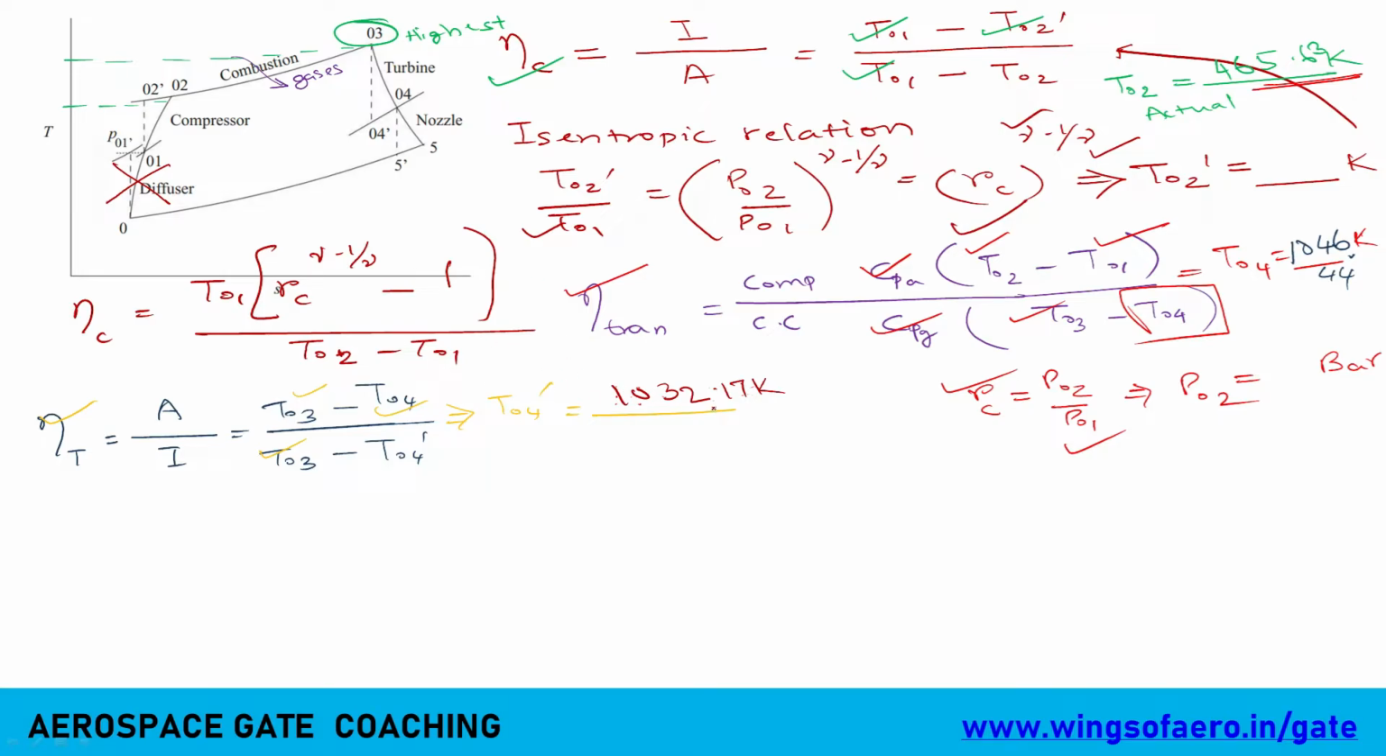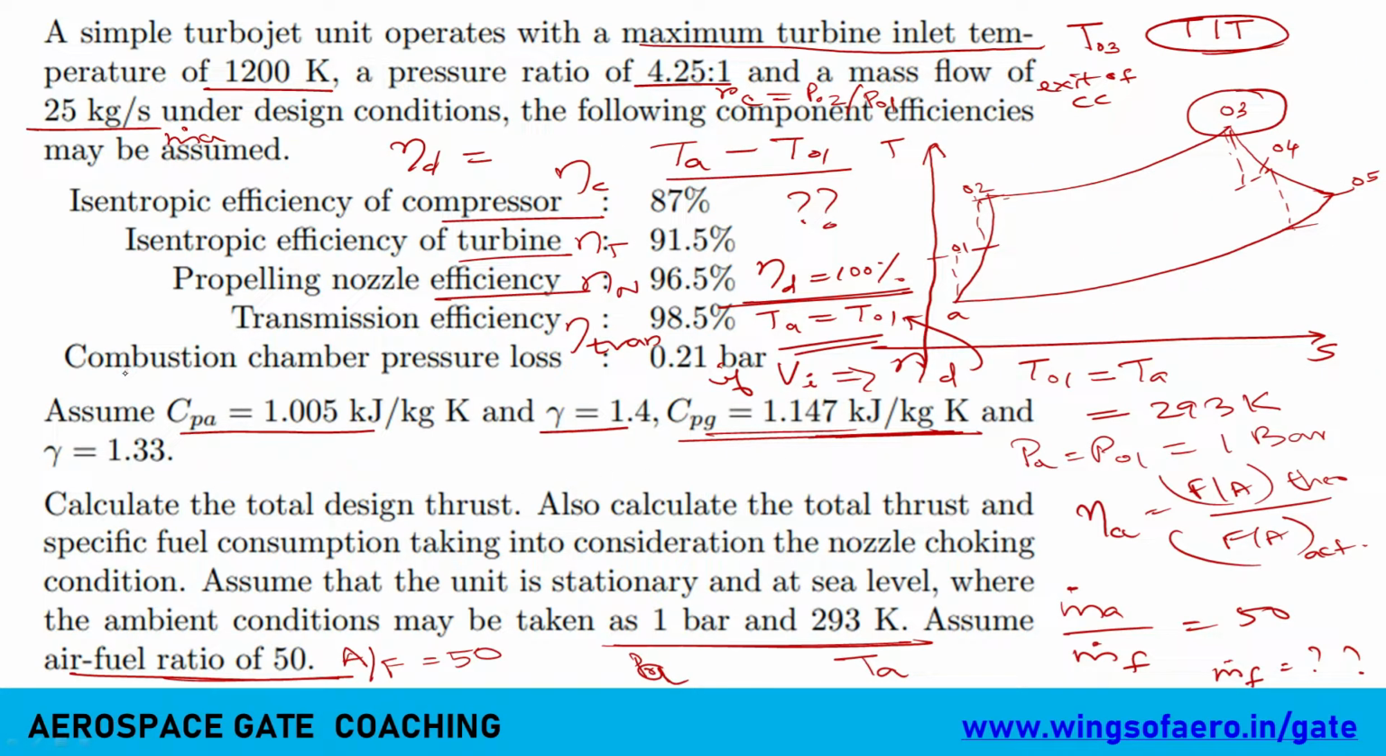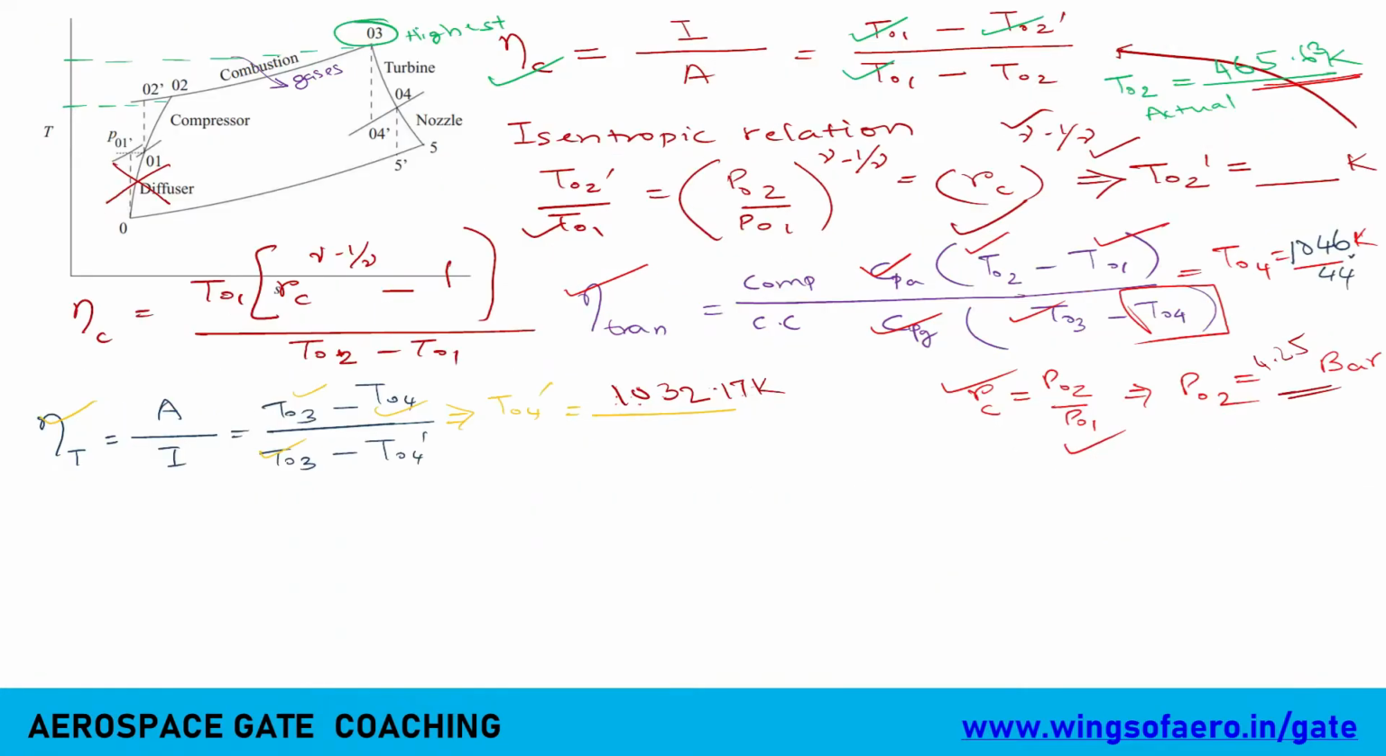So we got a few more parameters. Now here I have asked what the pressure is. I hope you have found out. So maybe 4.25, because P01 is 1 bar and RC is 4.25, which is given in the question. So obviously you will get 4.25 bar for this pressure. Now remember one more thing they have given here: the combustion pressure loss is 0.21 bar. So that means you need to find the relation between P02 and P03.